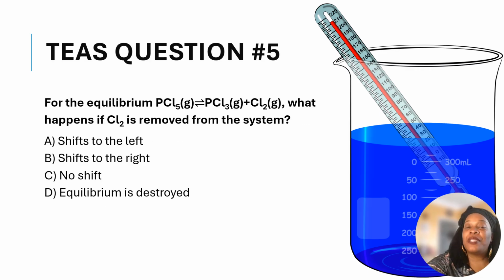Here is your final TEAS question. Question 5. For the equilibrium of PCl5, which decomposes into PCl3 plus CO2, what happens if CO2 is removed from the system? Does it A, shift to the left, B, shifts to the right, C, no shift, or D, equilibrium is destroyed?